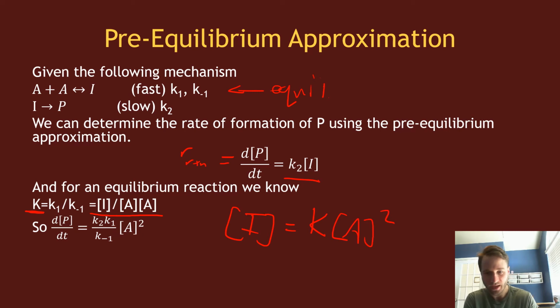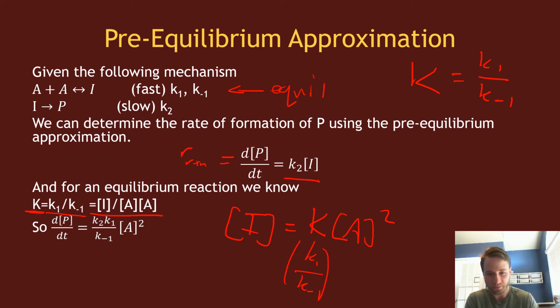Where capital K, again, we talked about this in the previous video, is just k1 over k minus 1. So for a reaction at equilibrium, the equilibrium constant is just the rate constant of the forward reaction divided by the rate constant of the reverse reaction, okay? So that is what the equilibrium constant comes out to be for some elementary reaction that's at equilibrium, okay?